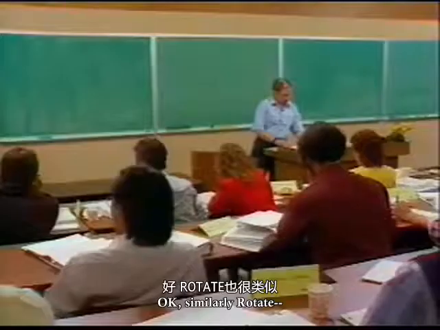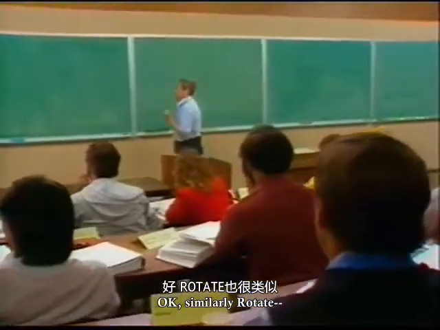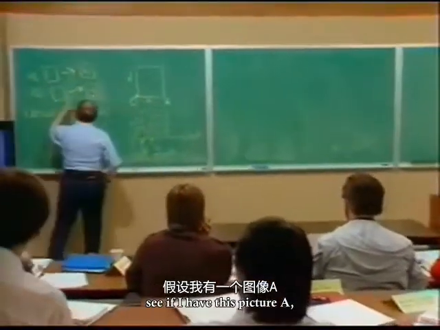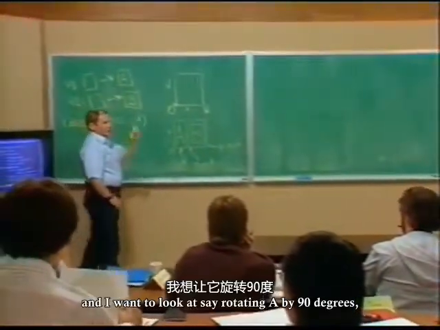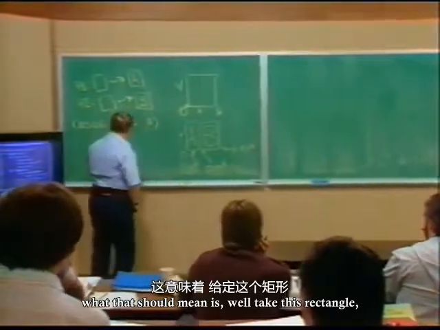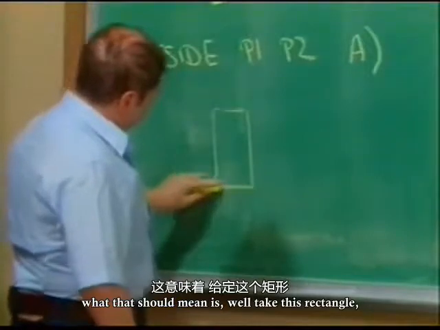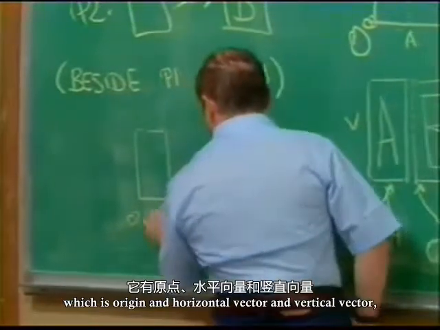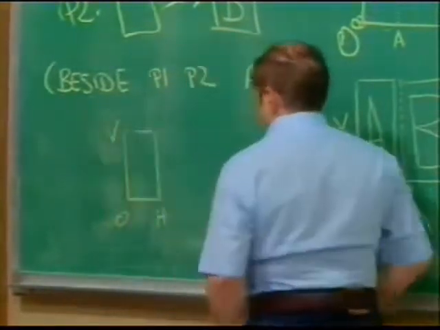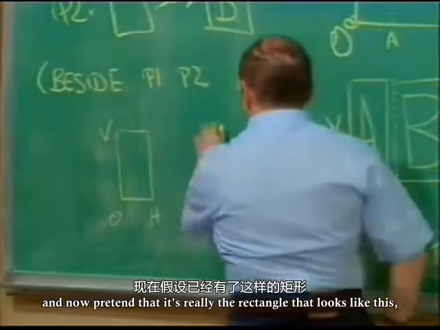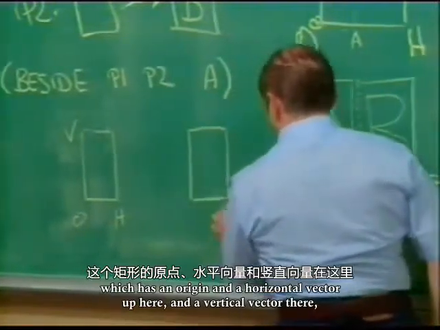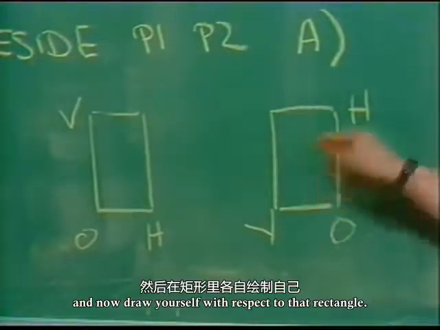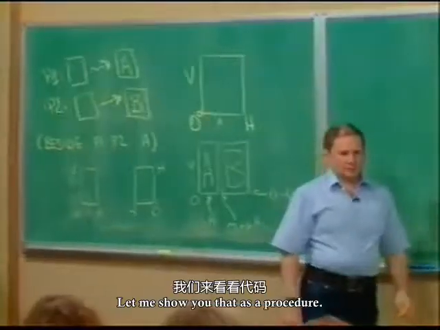Okay, similarly, rotate. If I have this picture A, and I want to look at, say, rotating A by 90 degrees, what that should mean is, take this rectangle, which is origin and horizontal vector and vertical vector, and now pretend that it's really the rectangle that looks like this, which has an origin and a horizontal vector up here and a vertical vector there. And now draw yourself with respect to that rectangle. Let me show you that as a procedure.